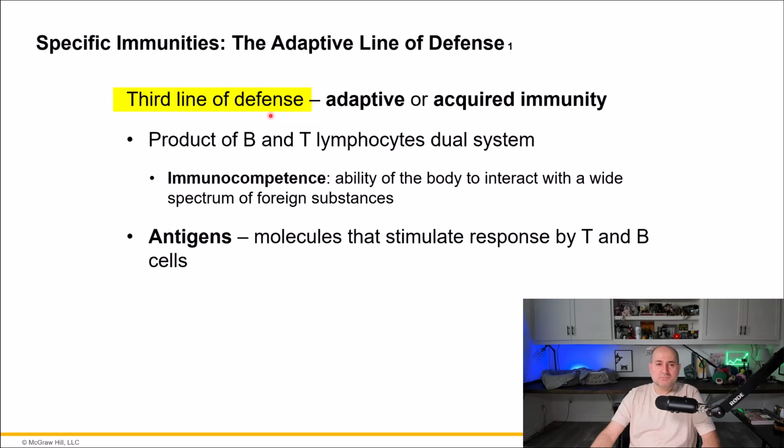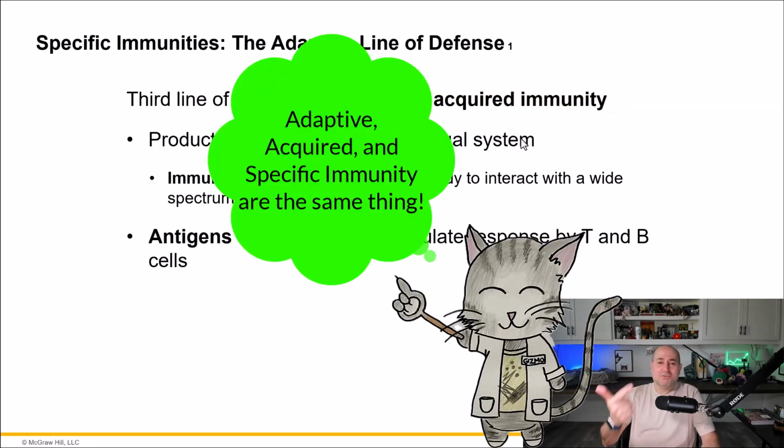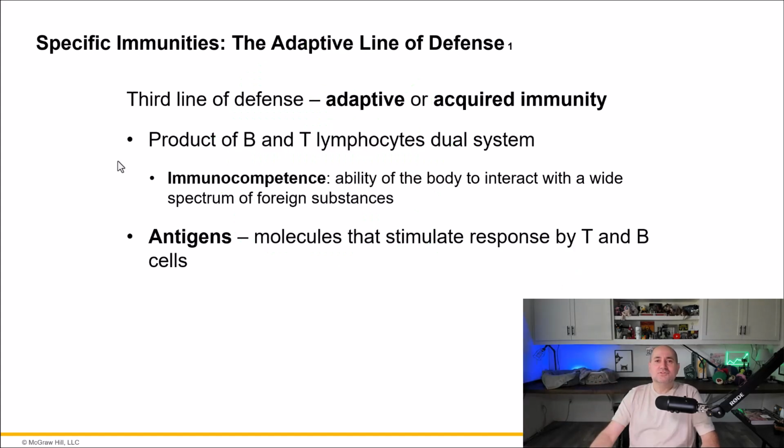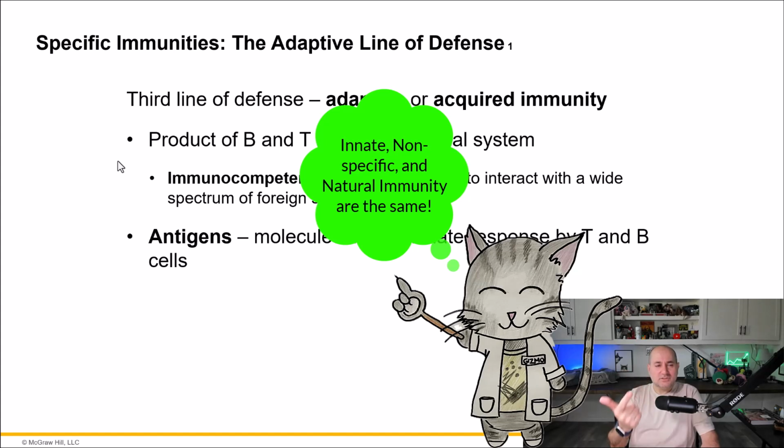Remember, we already spoke about the first two lines of defense in chapter 14, the previous chapter. This is the third line of defense. Adaptive or specific or even acquired immunity. Those are three different terms that refer to the same thing. Adaptive, acquired, and specific immunity all mean the same thing. Just like the previous chapter was innate, non-specific, and natural immunity. That also has three terms to it that mean the same thing.